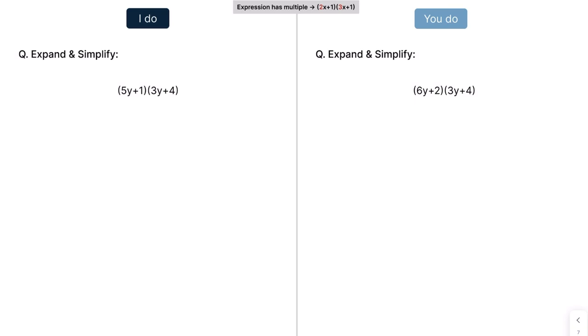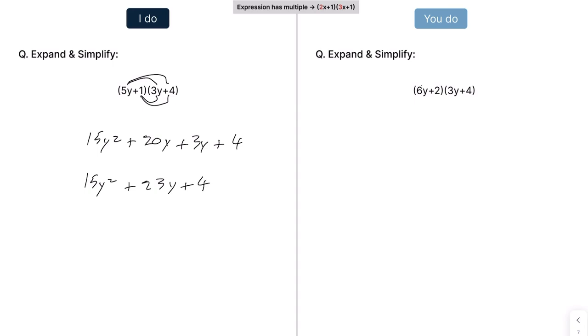And now we've just got a y variable, but the exact same principle, so that's going to be 5y times 3y, which is 15y squared, plus 5 times 4, which is 20y, plus 1 times 3y, which is 3y, plus 4. Again, if drawing the lines helps, I do recommend doing it. That's 5y squared plus 23y plus 4.